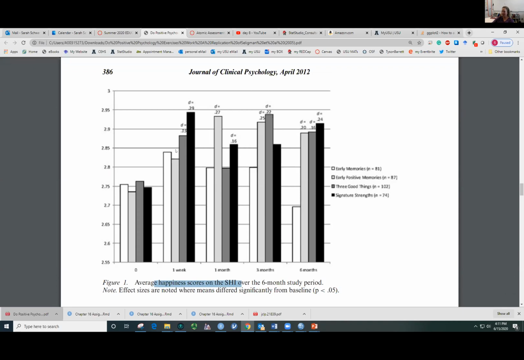What about at one week? Are they all the same happy? It's showing that the gray and the black bar have become more happy. Do they stay more happy? By the end, who's more happy? Who's happiest? This is the placebo group right here, the white one, the early memories.